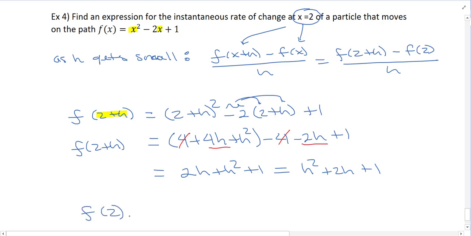What about f of 2? F of 2, now we plug it into just x here, because it's just f of 2. So I replaced the 2 for x. Here I was finding f of 2 plus h, so I take the whole 2 plus h and replace it in x. So this will be 2 squared minus 2 times 2 plus 1, which is just 1.